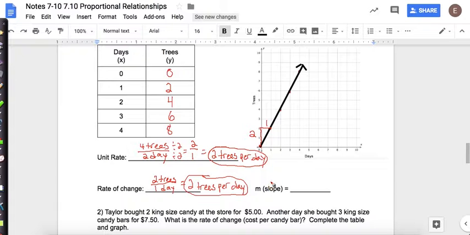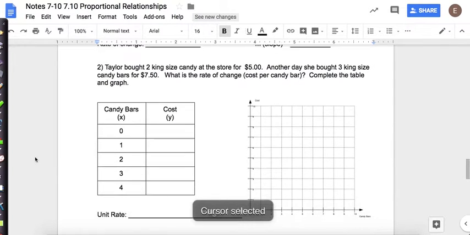Now, the slope can simply be found by picking any 2 points on this line and finding the rise over the run, or the vertical over the horizontal, or the change in y over the change in x. So I can go up 2 over 1. So up 2 over 1, and 2 divided by 1 is 2, so we say that this has a slope of 2. So we know he can cut down 2 trees per day. That's the unit rate and the rate of change. And notice how all these values are equal because they all mean the same thing. Okay, moving on to the next example.